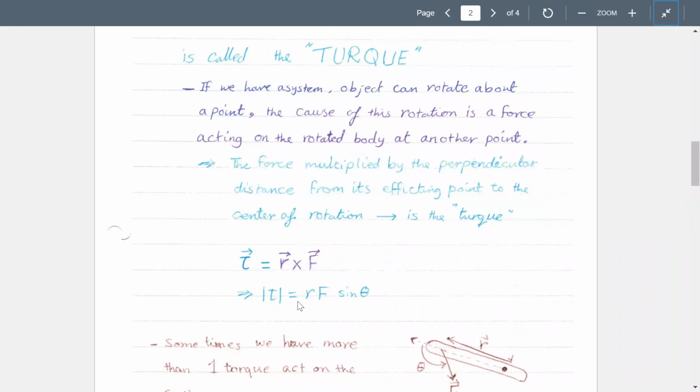For the torque, it is R F sine theta. R cross product with F is R F sine theta. The work from before, if you remember, was R dot F. It was R F cosine theta, but now we have the sine theta. If we use the sine, then we mean a different distance. It means the perpendicular distance from the center of rotation.